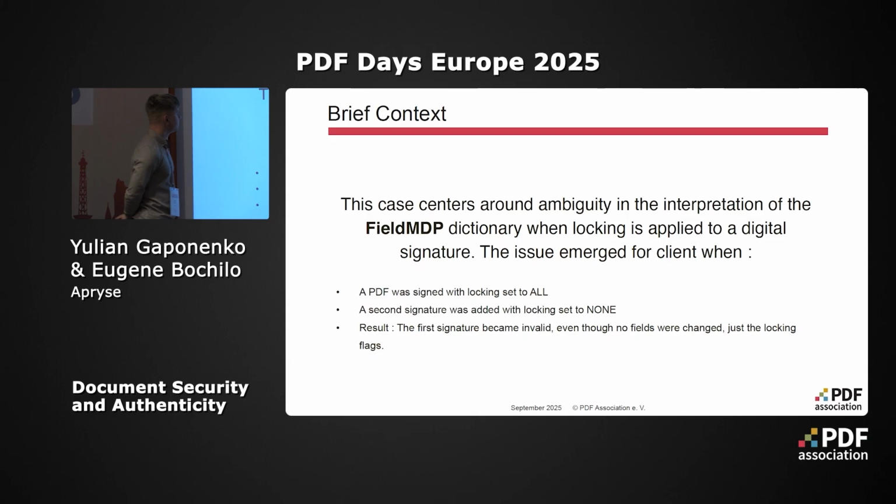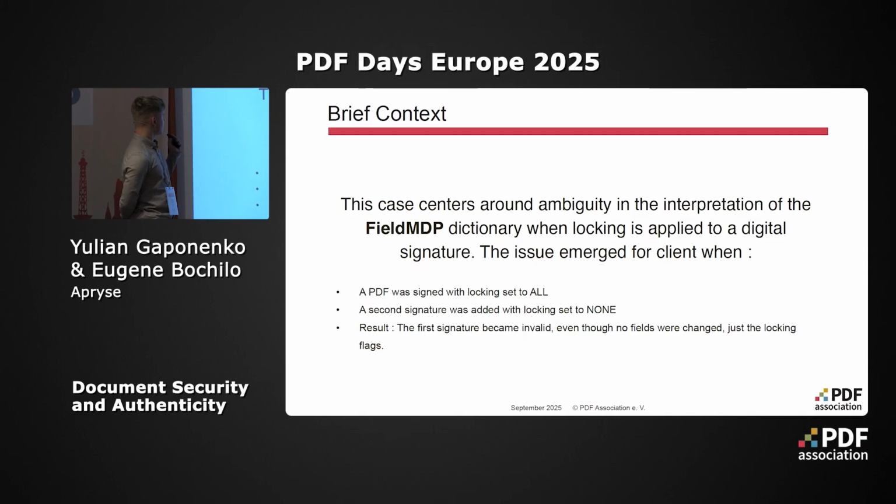And FieldMDP doesn't say what content in this document can or cannot be updated. It only focuses on form fields. Basically there are 3 values in FieldMDP. It can be all, none, or specific fields, which are either locked or not locked.